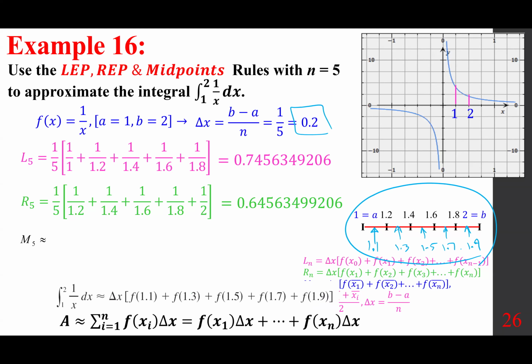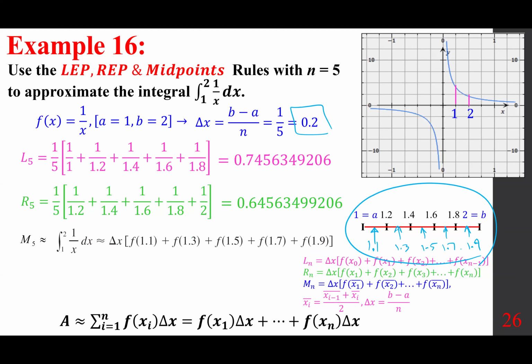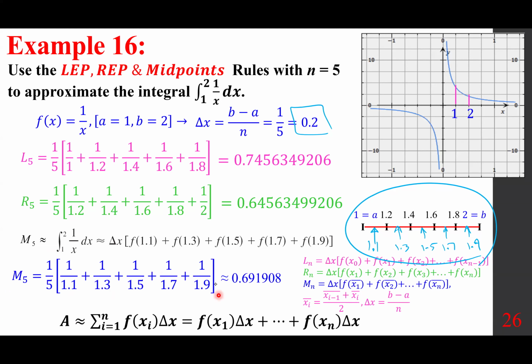So M sub 5, we use this one. How about that? Very straightforward. One over 1.1, 1.3, all the way to 1.9, put it into a calculator. And by the way, that is normally a better approximation, everybody. So that's a very straightforward concept.